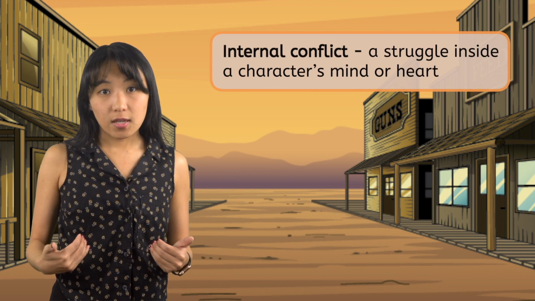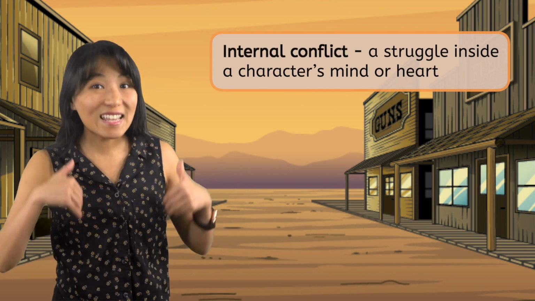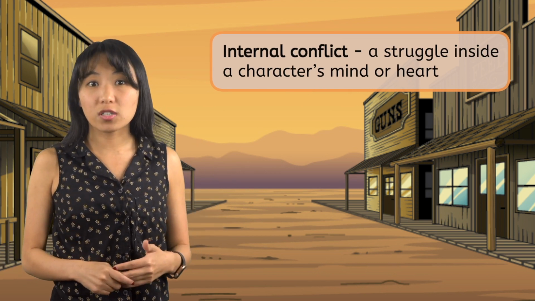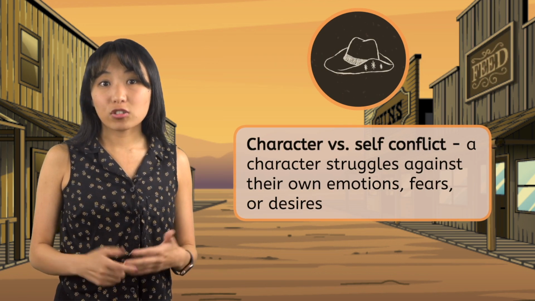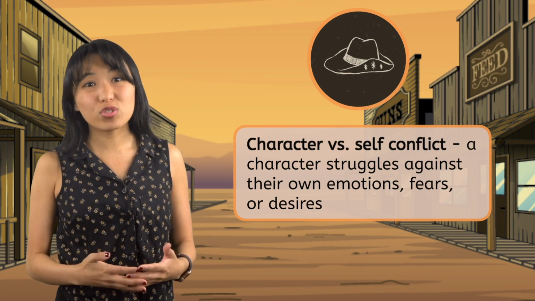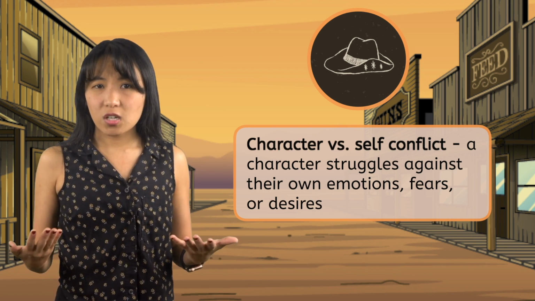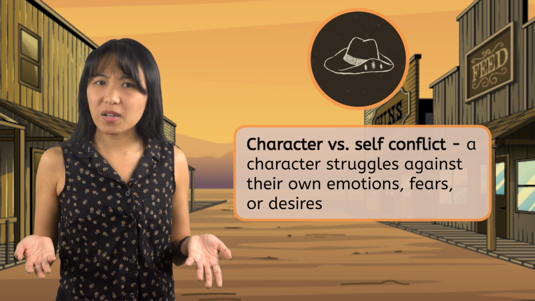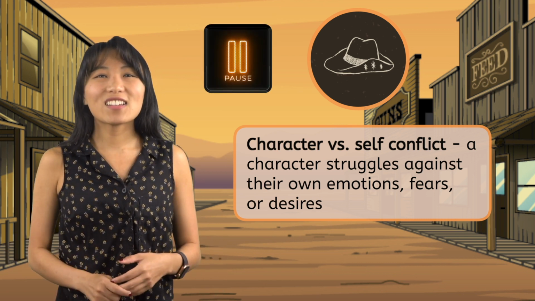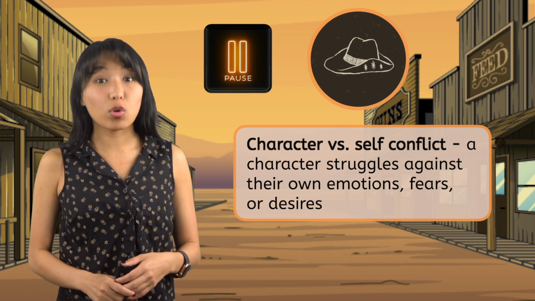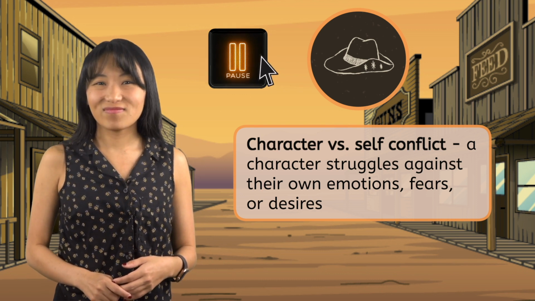Oh, it looks like Mia's experiencing our very last kind of conflict, and this time it's an internal conflict. An internal conflict occurs inside a character's mind or heart. This is also known as a character versus self conflict, where a character struggles against their own emotions, fears, or desires. But what purpose might this sort of conflict have in a story? Pause here and write down your ideas to help Mia and get us through our final test.